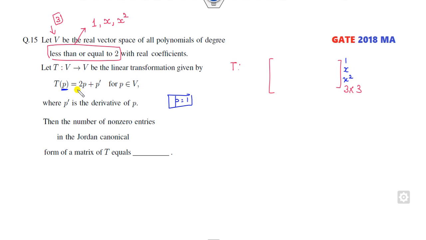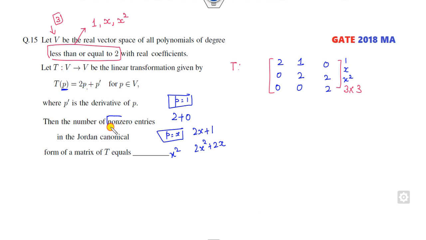If I substitute here, what is the answer? It is 2 plus 0. So the constant is my 2, and the coefficient of x and x square is 0. If I take the second pair, that is the x, what is that? This is my 2x plus 1. So the coefficient of the constant is 1 and of x is 0. If I take x square, it will be my 2x square plus 2x. So this is my 2, this is the 2x, this is my 0.